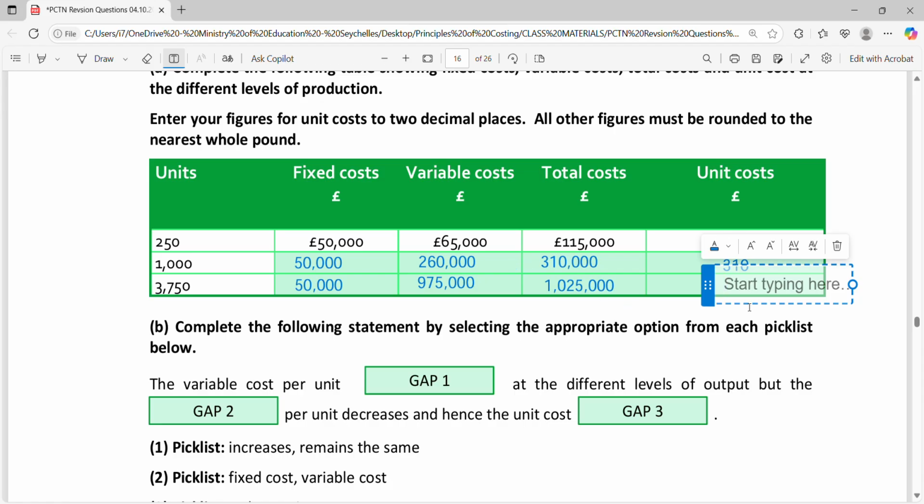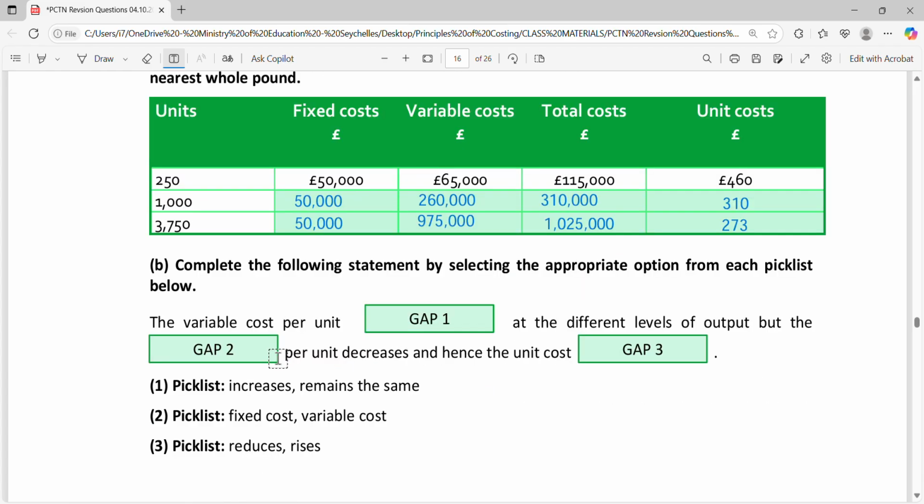Then this last one here. Okay, very good. Then the last part of this question says complete the following statement by selecting the appropriate option from each pick list below. The variable cost per unit, gap 1. Gap 1 here is the variable cost per unit remains the same. It remains the same. This one here.